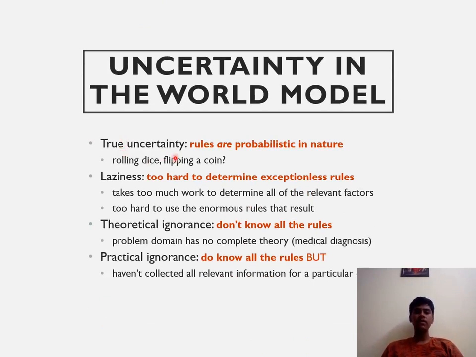True uncertainty: rules are probabilistic in nature, like rolling dice or flipping a coin. Laziness: it is too hard to determine exceptionless rules, it takes too much work to determine all the relevant factors, and it is too hard to use the enormous rules that result. Theoretical ignorance: we don't know all the rules; the problem domain has no complete theory, as in medical diagnosis. Practical ignorance: we do know all the rules but haven't collected all the relevant information for that particular case.